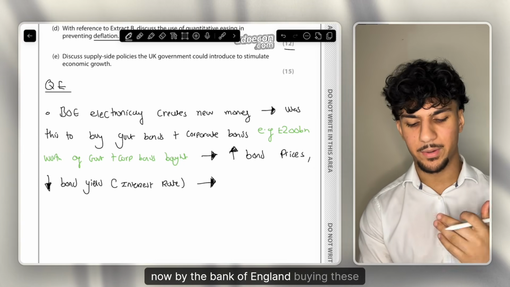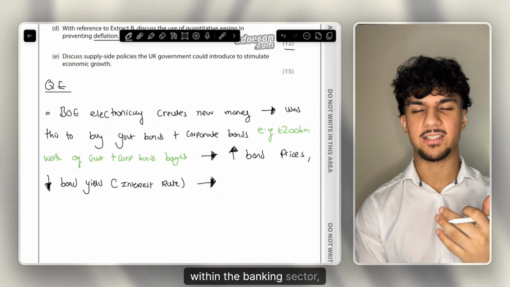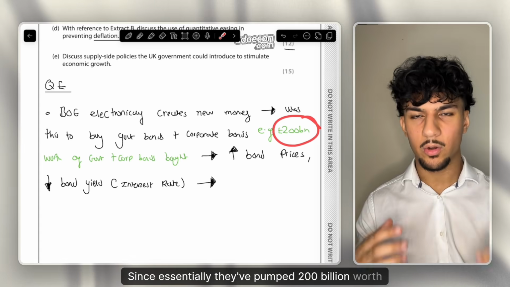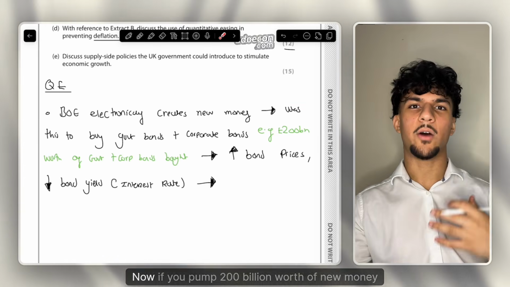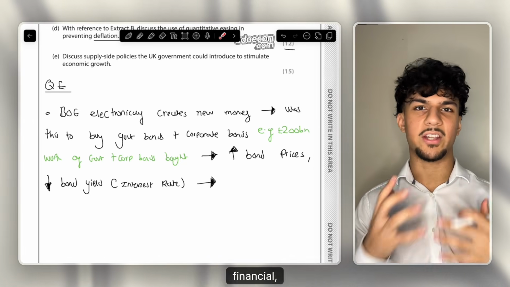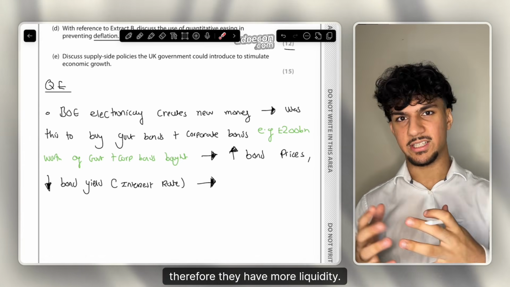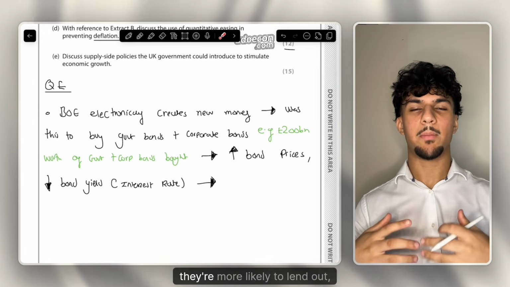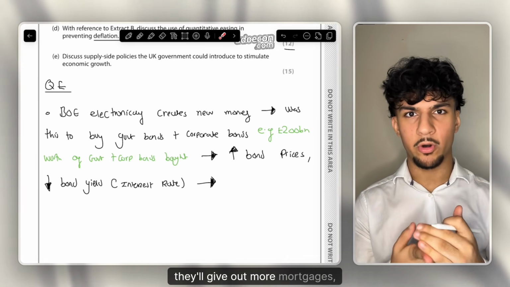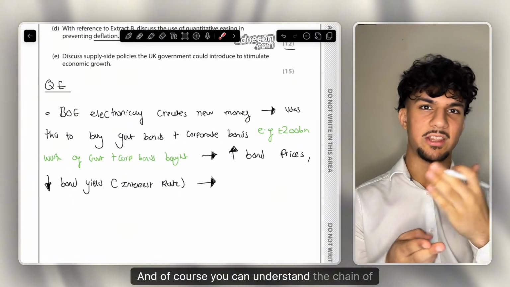Now, by the Bank of England buying these bonds, this increases the liquidity within the banking sector, within the financial sector. Why? Essentially they've pumped 200 billion worth of new money into the financial sector. What effect is that going to have on the banking sector? It's going to mean the banks have more reserves of money, therefore they have more liquidity. And when banks have more liquidity, they're more likely to lend out, since they have more reserves essentially. And if they're more likely to lend out, they'll give out more mortgages, maybe mortgages to riskier individuals. They'll give out more loans, and of course you can understand the chain of analysis from there.